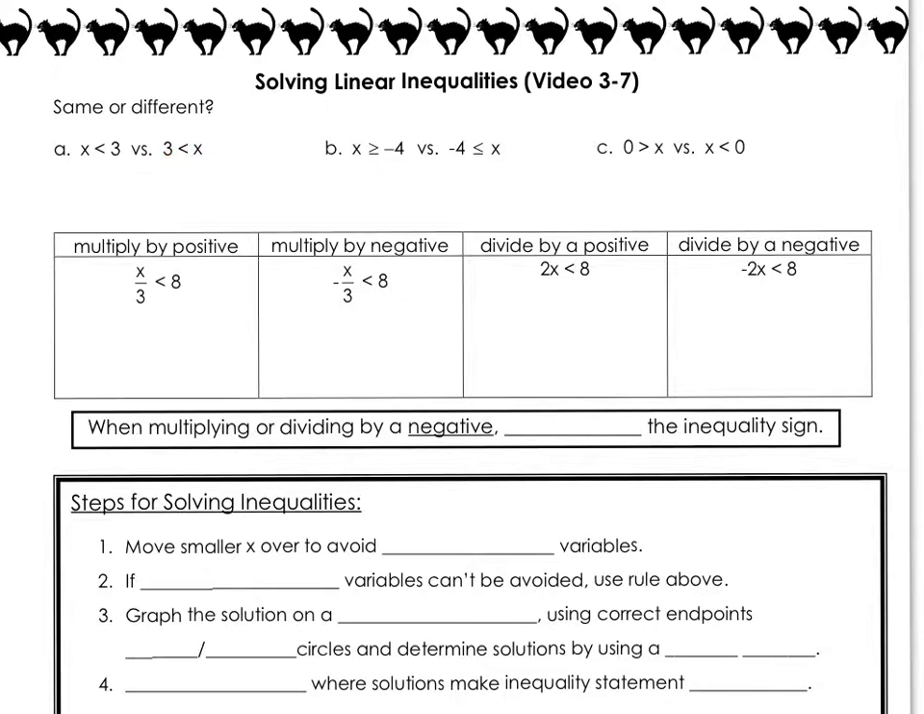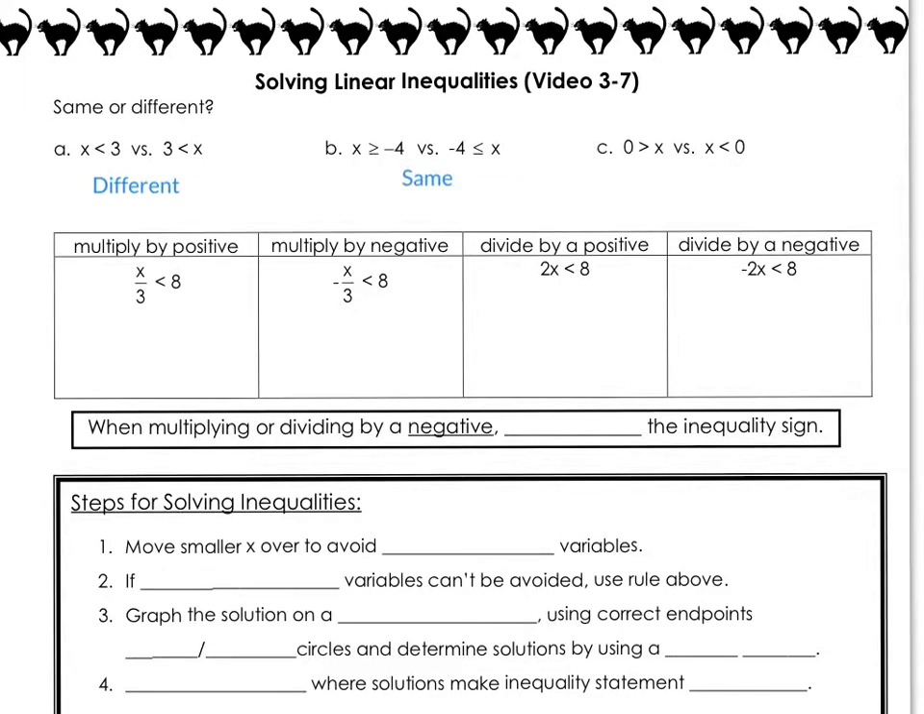So these are different. And in this one, we have x is greater than or equal to negative 4 versus negative 4 is less than or equal to x. Well, these are the same because the negative 4 is less in both of them. It has the one side, so these are the same.